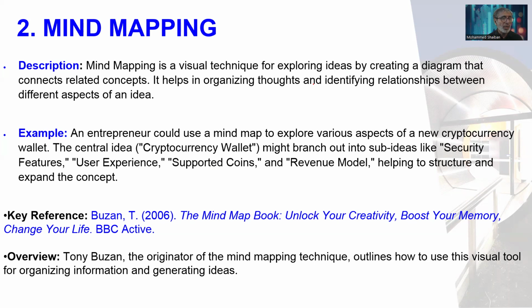For example, an entrepreneur could use a mind map to explore various aspects of a new cryptocurrency wallet. The central idea is a cryptocurrency wallet, which may branch out into sub-ideas. So the main idea, cryptocurrency wallet, the mind mapping may take you to sub-ideas like security features, user experience, supported coins, and revenue model, helping to structure and expand the concept. This is the main concept, and then it goes to other concepts.